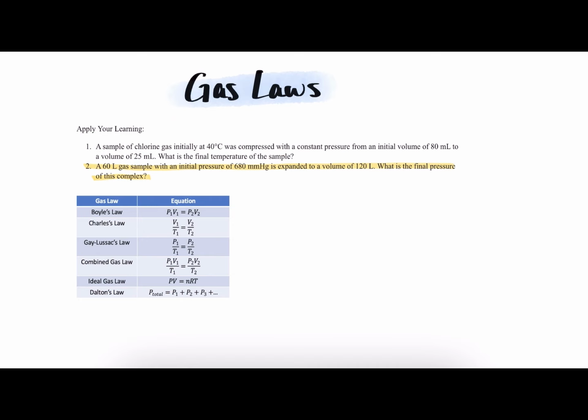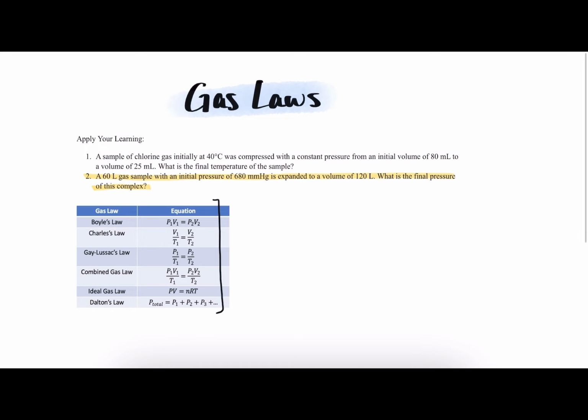So remember that a great strategy for solving gas law problems is to read through the problem and assign each value its appropriate variable so that you can compare those variables against the available equations to see which one would be best for this situation.